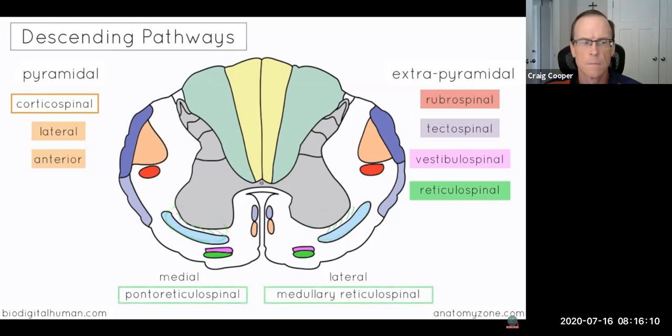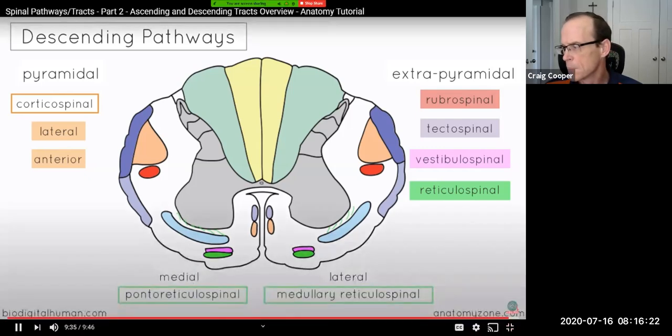And this tract, the reticulospinal tract, is responsible for reflexes, muscle tone, and is also involved with the respiratory and circulatory system. So that's an overview of the different ascending and descending spinal cord tracts.